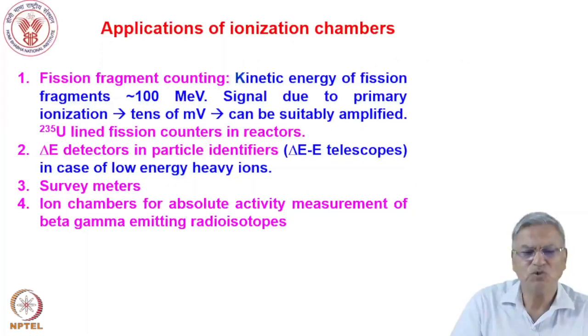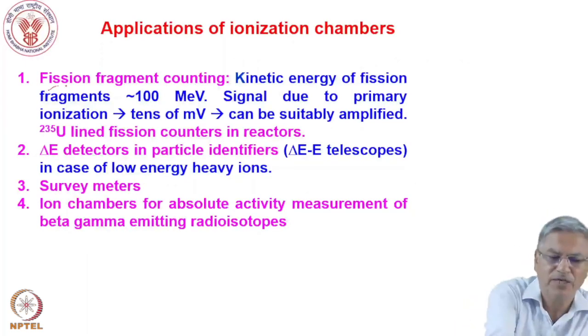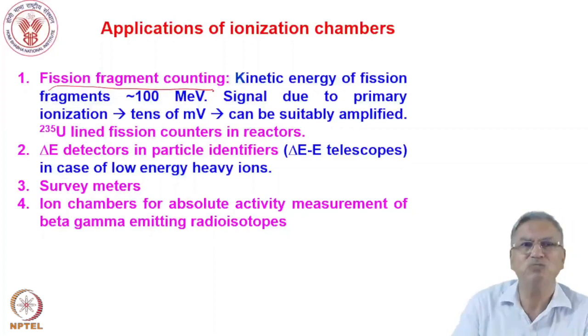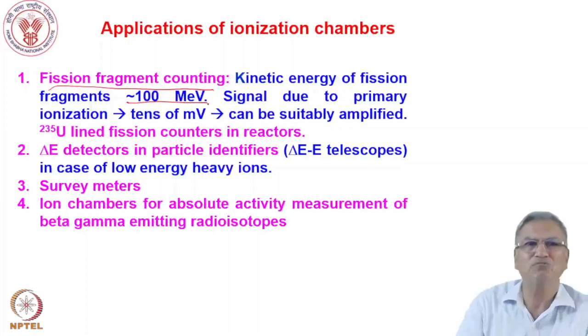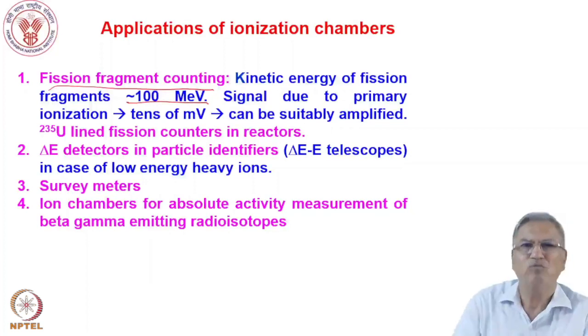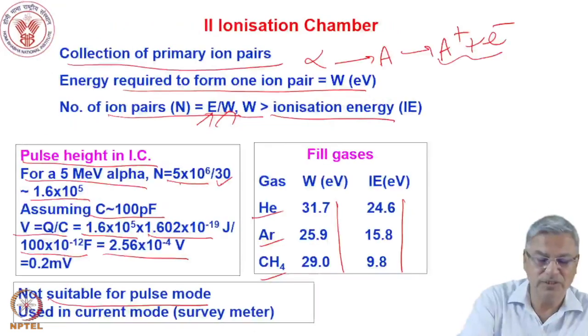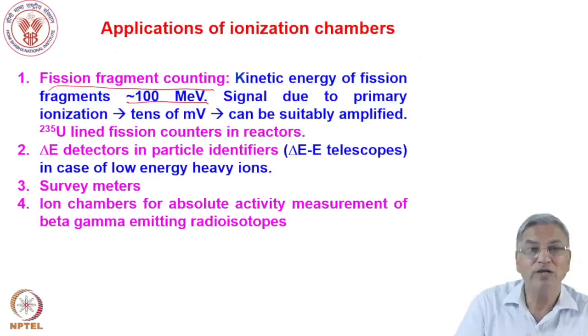So the applications of ionization chambers lie in some cases like fission fragments. Fission fragments have very high energy, of the order of 100 MeV. And because of that, the primary ion pairs you will get, compared to 5 MeV, are 20 times more. So 20 into 0.2, almost 4 millivolt. So 4 millivolt is a good signal.